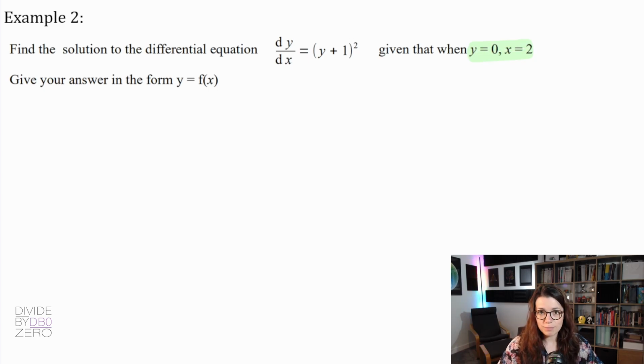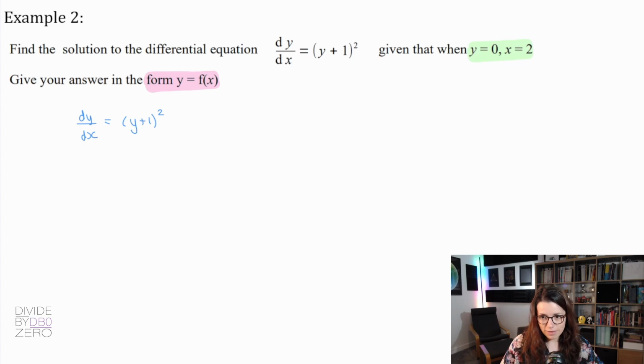That means that at some point we're going to substitute those in to our solution, and that's going to allow us to find out what plus c is. Also, something to note is that they do specify a form for the final answer, so you do need to make it y equals something at the end. So let's start by writing the differential equation out again. So dy/dx equals (y plus 1) squared.